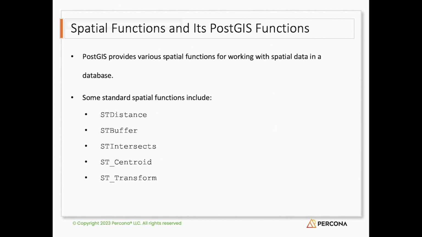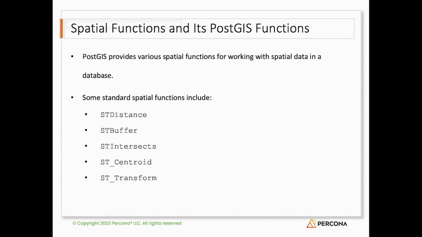Now the special functions, the PostGIS functions, like ST_Distance, ST_Buffer, ST_Intersects, ST_Centroid, ST_Transform. If you want the list, there are hundreds of functions available, so I can't list every function. Like, what is intersect? If you have one polygon here and one polygon here, find the intersection between the two polygons, and it will give you the intersection.